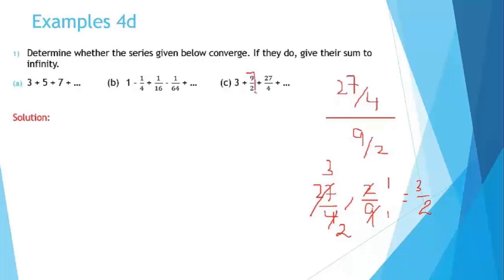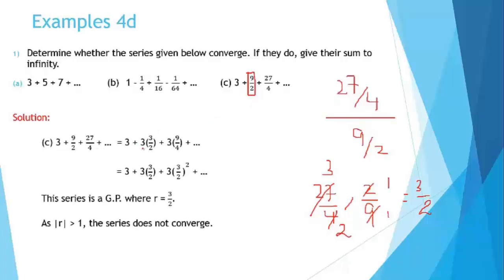And if you look at the second term, we multiply the first term by 3/2 to get the next term. So 3 can be taken out as a factor. So if we work out, we can get 3 plus 3 times 3/2 plus 3 bracket 9/4. As 3/2 is the common ratio, we can take the 3/2 in powers. So if you consider the modulus of the common ratio, 3/2 is greater than 1. So the series does not converge, which means this is a divergent series. So we can't find the sum to infinity for this series.